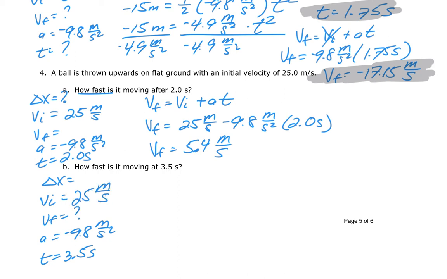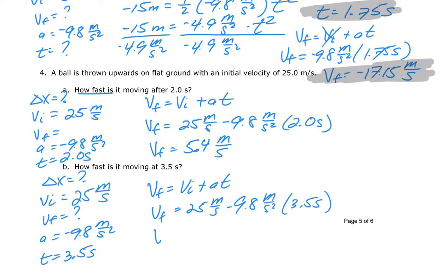I don't know my v final, and I don't know my delta x. So I'm going to use my acceleration equation again. V final is v initial plus a times t. And I'm going to get the v final is that 25 meters per second minus 9.8 meters per second squared times the time of 3.5 seconds. And when I do that, I'm going to find that my final velocity is negative, this time, negative 9.3 meters per second. Notice this negative sign right here.